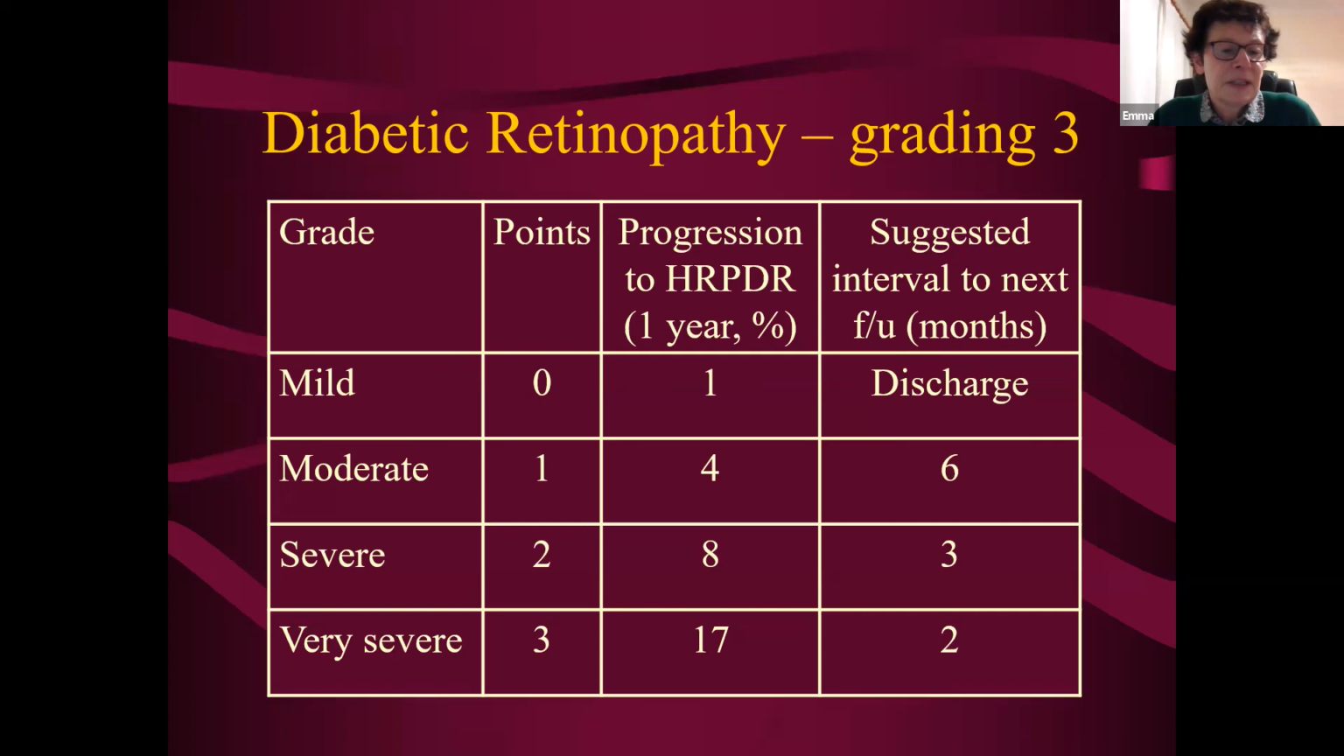Severe, and then very severe. Very severe is you're tipping into proliferative. You're not there, you're not proliferative yet, but you are tipping towards it.